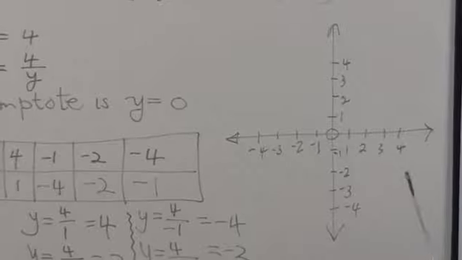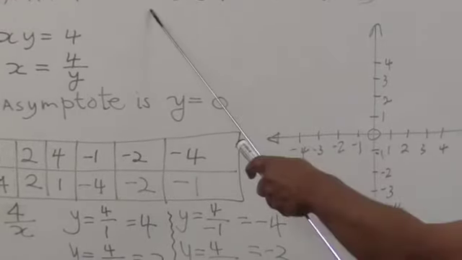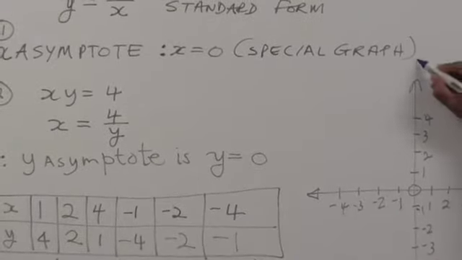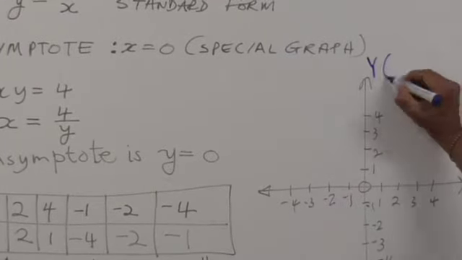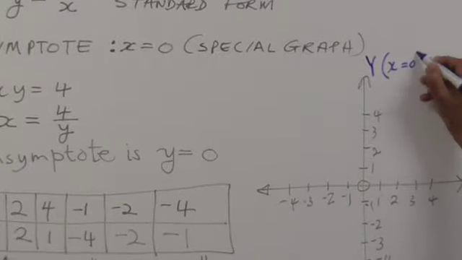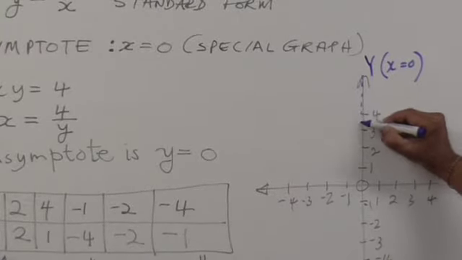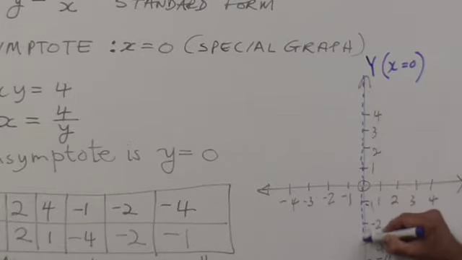Right, so let's start from one side. First thing, x is equal to 0 is an asymptote. So this is actually the y-axis, or it is the graph x is equal to 0. So this is an asymptote. This is the x asymptote, and we can show it by a broken line like that.